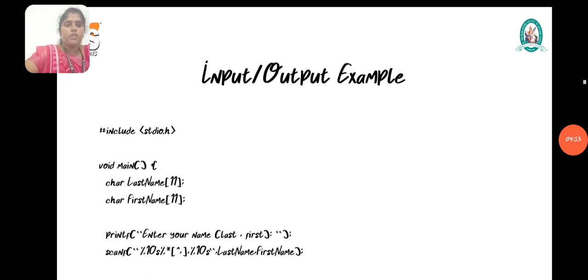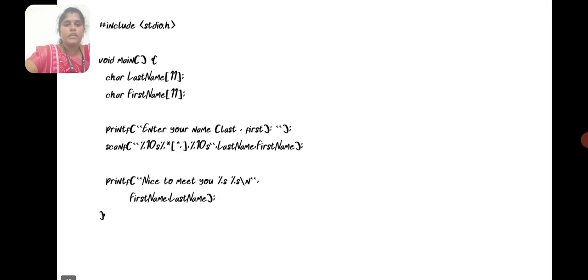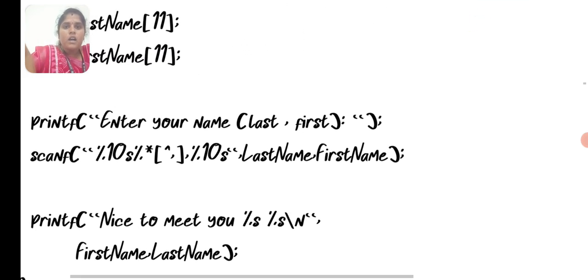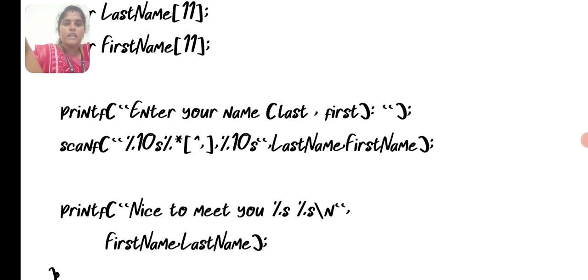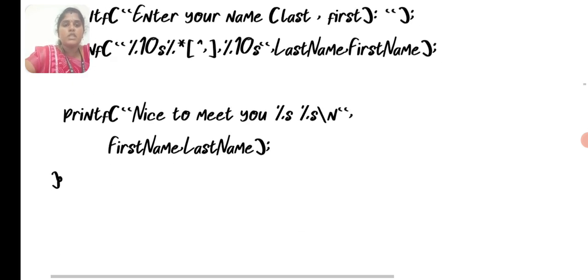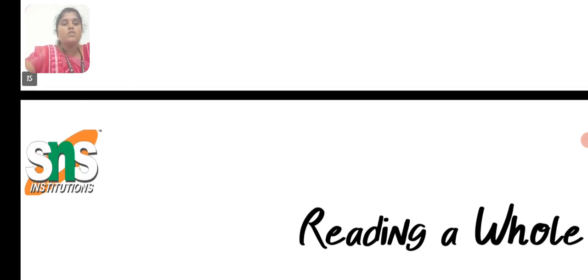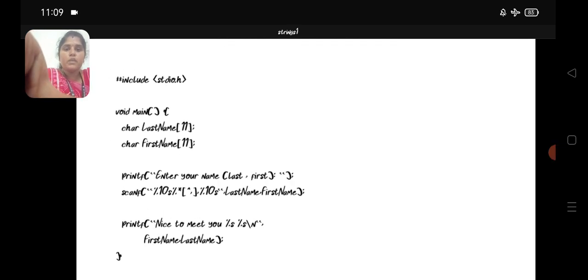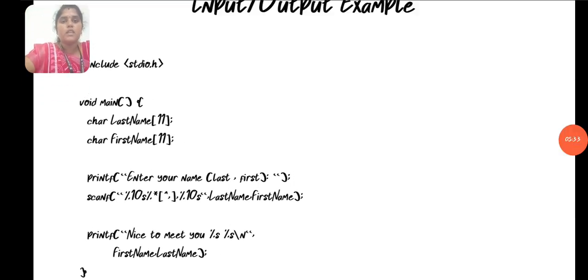Here is an example where I get input data. It asks you to enter your name, last name and first name. It stores the last name and the first name with a size of 11 characters. In the scanf we write %10s, then %[^,] for the comma, then %10s, for the last name and the first name. Then printf prints "Nice to meet you" with the first name and the last name. In this way we get the input data and print the data to the users.